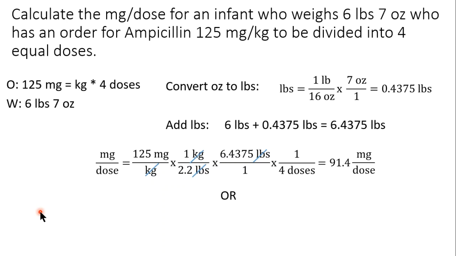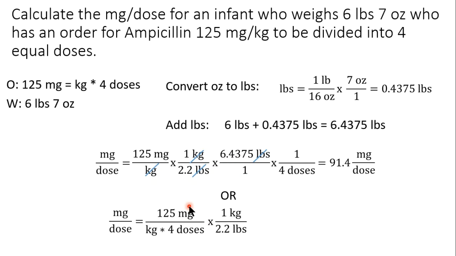Or, in the way we wrote the order, it is 125 milligrams per kilogram per 4 doses. So that means we could write everything as a single fraction itself. So instead of having this fraction and this fraction, we could just write it as 1. So it would be 125 milligrams per kilogram per 4 doses. And then we would multiply it times the conversion ratio for kilos and pounds times the weight. And it would still give us the same 91.4 milligrams per dose.